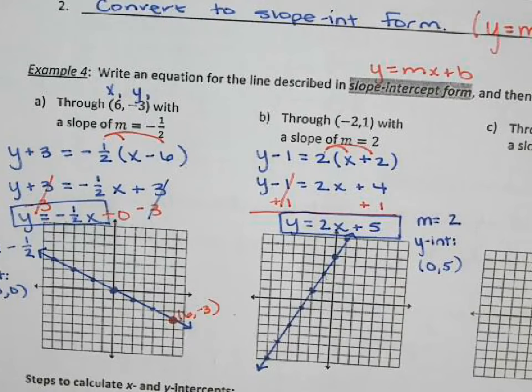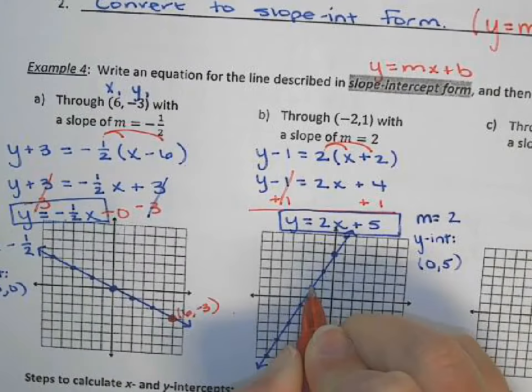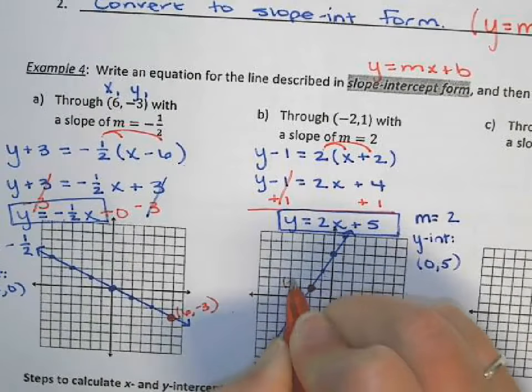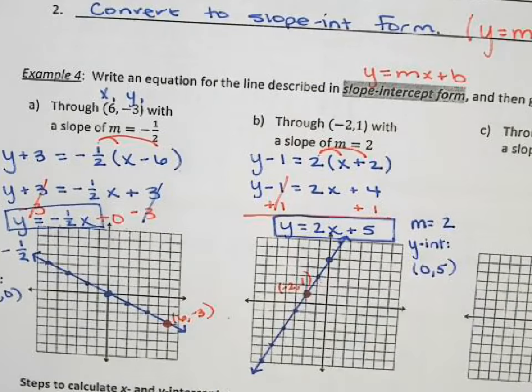Okay. What point should I double check to make sure is on my graph? Negative 2, 1. So go to the left 2, up 1. Negative 2, 1 is right here. It is on my line. That line I can see has a slope of 2, so it's looking pretty good. Let's try the next one.